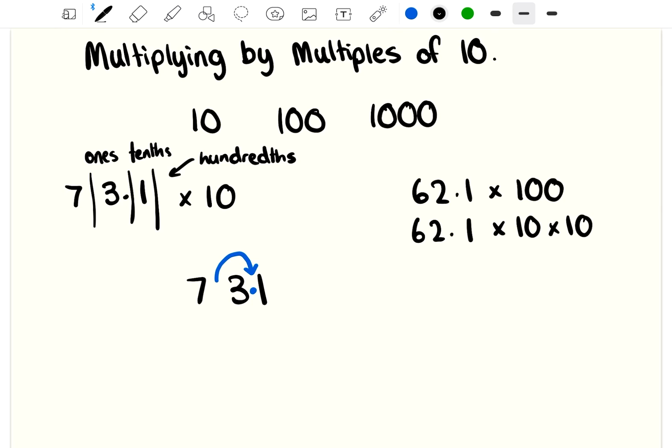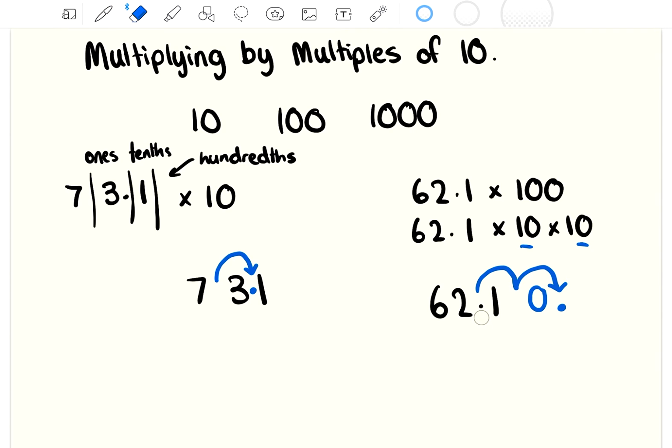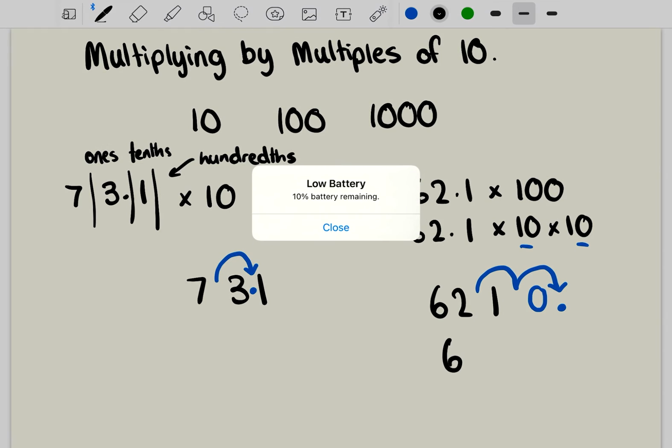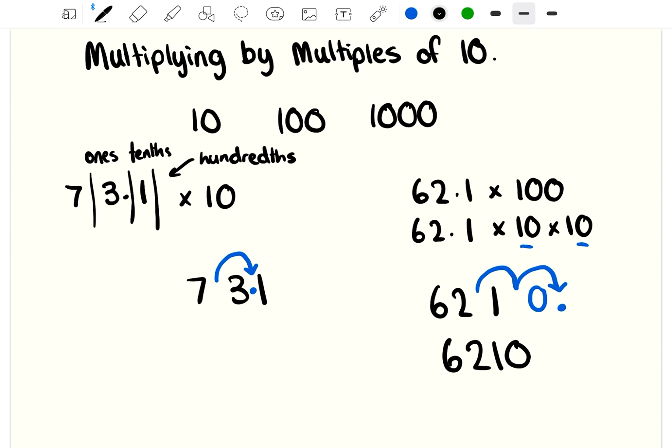So now it's really the same as the previous question, except instead of one jump, we're going to do two jumps. So we've got our number 62.1, and instead of moving just one jump to the right, because I've got two tens here, I need to do another jump to the right again. So my new decimal point goes there. Now I have also got this space here. There's no digit here. So what we do is we just put a 0 there. And our new number, remember this is no longer here. Our new number is 6,210. That is the product of these two numbers here.